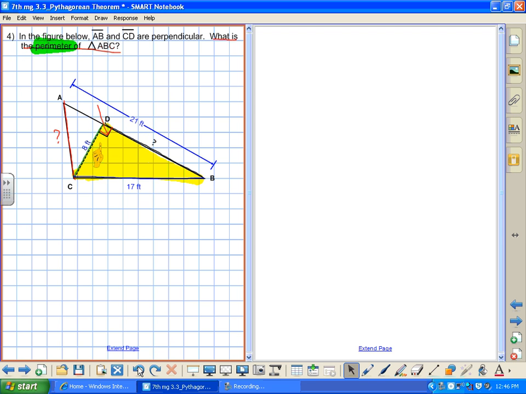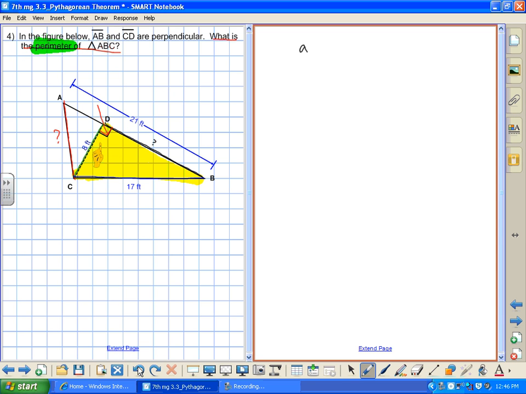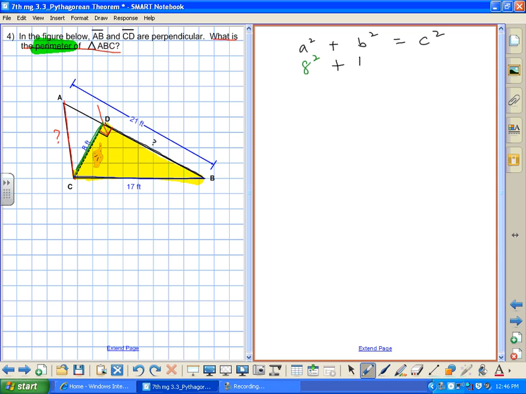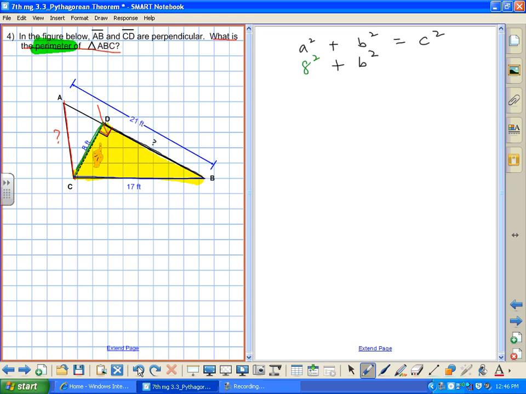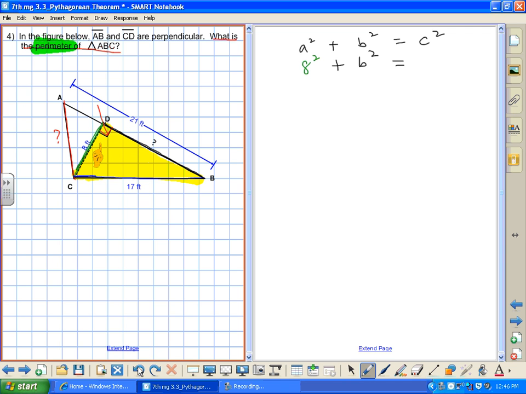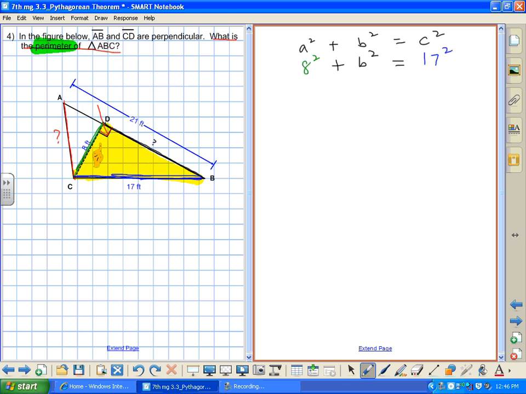Alrighty? So let's start by writing out our formula here. A squared plus b squared equals c squared. Okay? I've got a as 8 squared. Here's my 8. Okay? My b is going to be the unknown. This is the length that I don't know what it is. That's b squared. And the c squared is going to be my 17. Here's my c, excuse me. And so I need to square that as well.